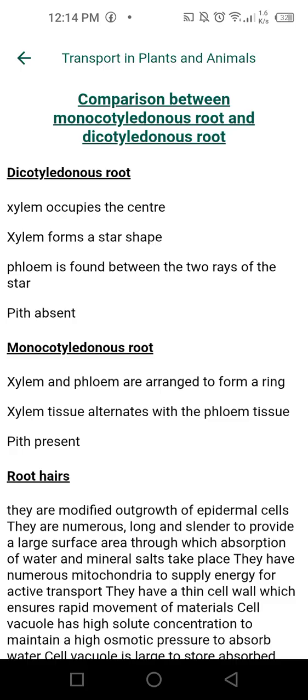Dicotyledonous root. Xylem occupies the center. Xylem forms a star shape. Phloem is found between the two rays of the star. Pith absent. Monocotyledonous root. Xylem and phloem are arranged to form a ring. Xylem tissue alternates with the phloem tissue. Pith present. Root hairs. They are modified outgrowths of epidermal cells.